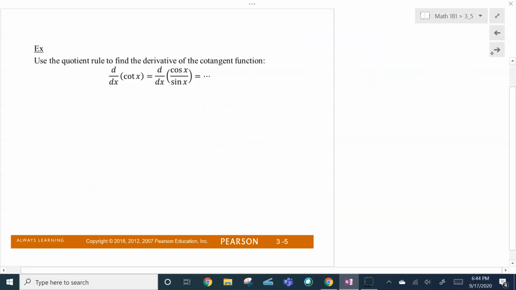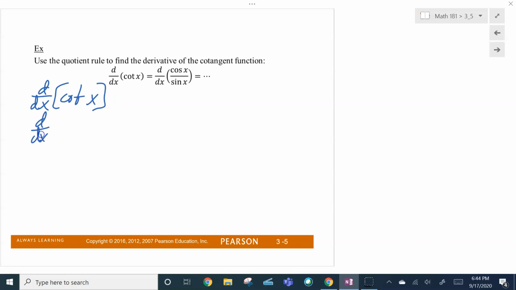All right, the cotangent. Now there is a rule for this. In fact, we'll develop it here, but the cotangent, if you're taking the derivative of the cotangent, isn't that the exact same thing as taking the derivative of the cosine over the sine? Sure it is. So let's go ahead and run that. Let's see what we get. This is the quotient rule.